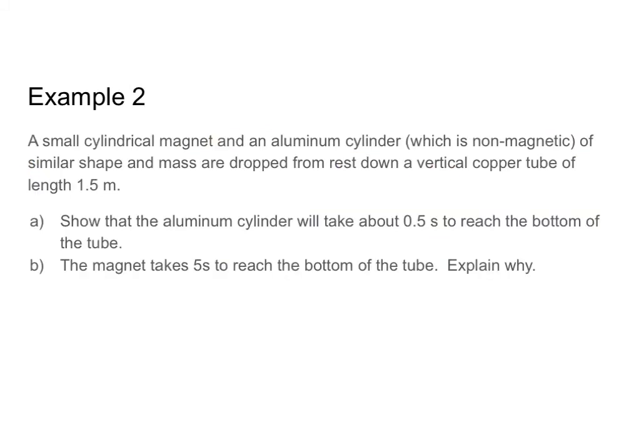So now let's take a look at a second example. A small cylindrical magnet and an aluminum cylinder, which is non-magnetic, of similar shape and mass are dropped from rest down a vertical copper tube of length 1.5 meters. First, we want to show that the aluminum cylinder will take about 0.5 seconds to reach the bottom of the tube. And this is actually a really fun problem. So we have a cylinder falling down a tube, no friction, no magnetism. This cylinder is actually going to be in free fall.